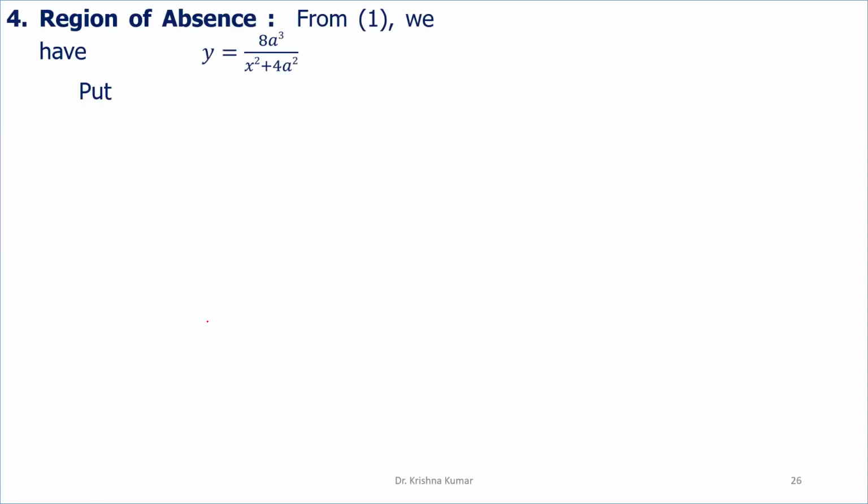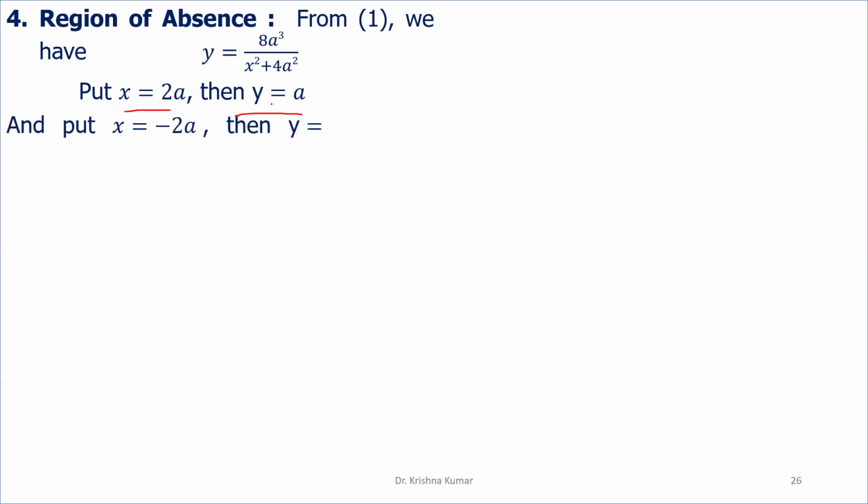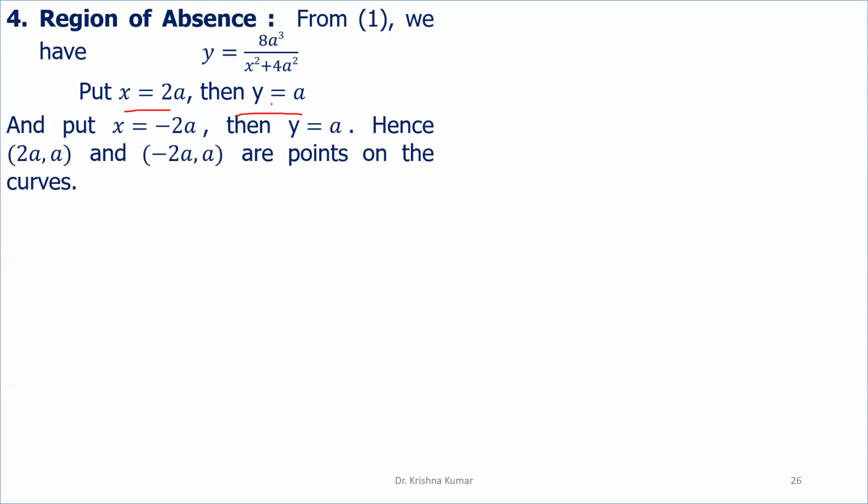Now, region of absence. From equation number 1, we have y equal to 8a cube upon x square plus 4a square. So if you put x equal to 2a over here, what are we getting? y equal to a. And if you put x equal to minus 2a, then y is also equal to a. Hence, (2a, a) and (minus 2a, a) are points on the curve.